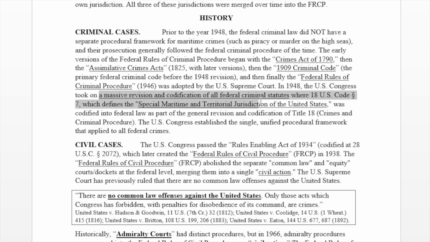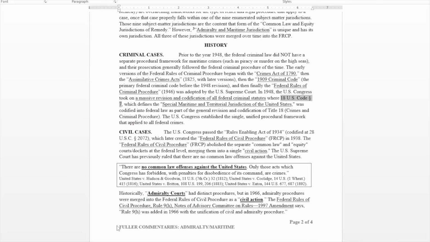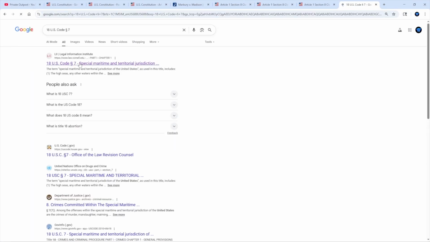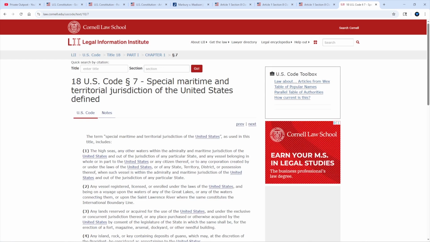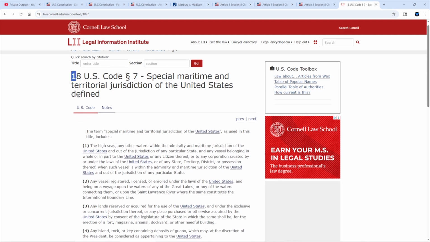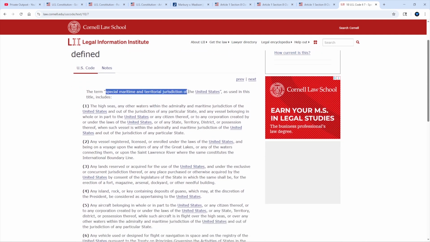There was a big revision of the criminal code, and during this revision, Congress added in things of maritime jurisdiction. So right here, 18 U.S.C. subsection 7. I'm just going to show you that real quick so you can actually see it. When the Federal Rules of Criminal Procedure changed in 1948, this was added into the law. And now we all of a sudden have this special maritime and territorial jurisdiction in the United States. This does apply, right, to the sea. So this is commerce on the sea.